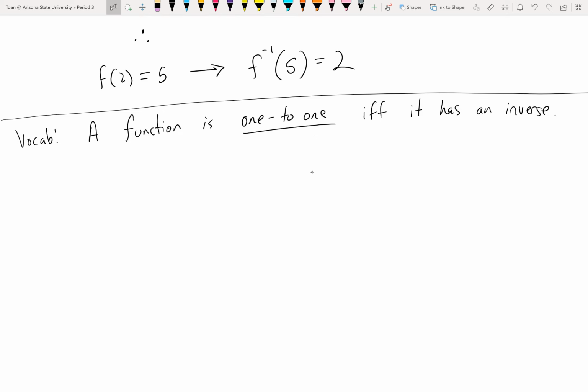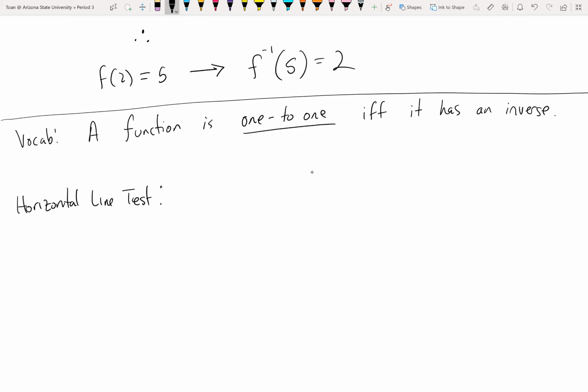How can I easily tell if a function is one-to-one? How can I easily tell if a function is invertible? Well, we have a graphical test. We call it the horizontal line test. Some of us may be familiar with the vertical line test. That is a test to see whether or not something is a function. The horizontal line test follows similar ideas, except instead of vertical lines, it's horizontal lines.